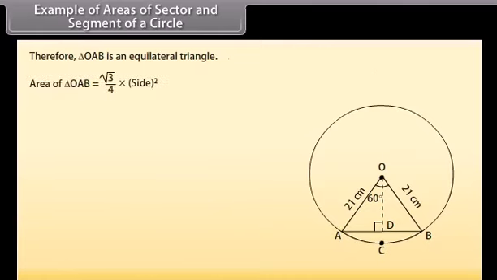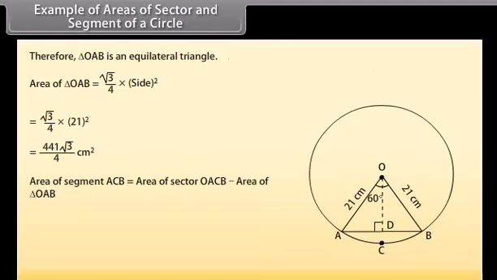Area of triangle OAB is equal to square root 3 upon 4 into side whole square. By calculating, we get the area of triangle OAB is equal to 441 into square root 3 divided by 4 centimeters square. Area of segment ACB equals area of sector OACB minus area of triangle OAB, which is equal to 231 minus 441 into square root 3 divided by 4 whole centimeters square.